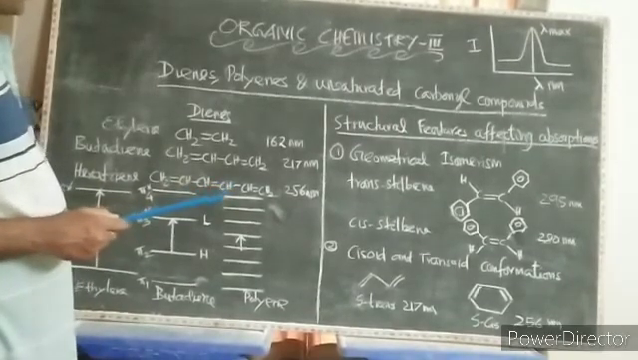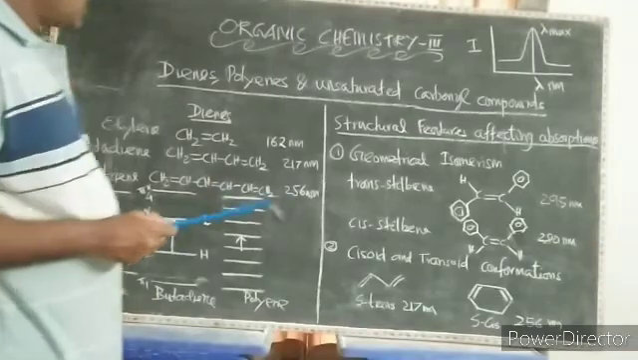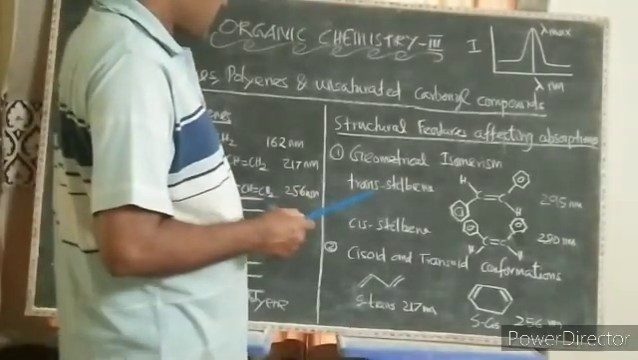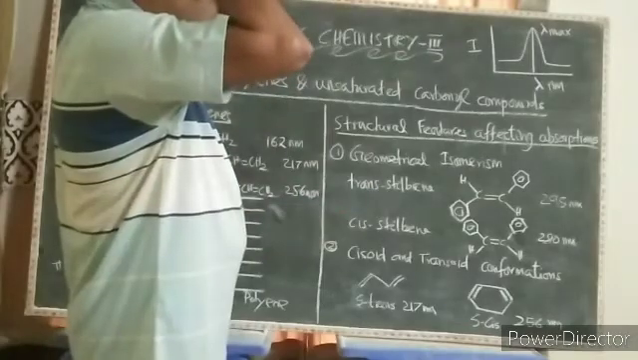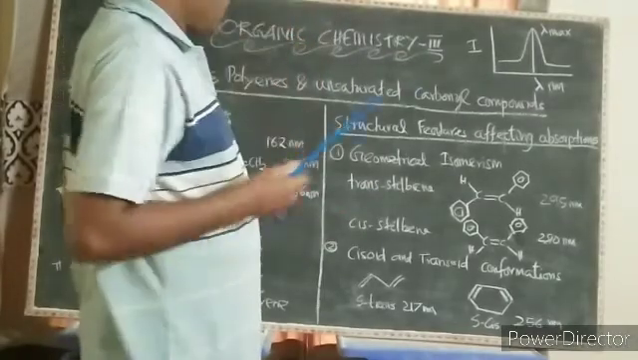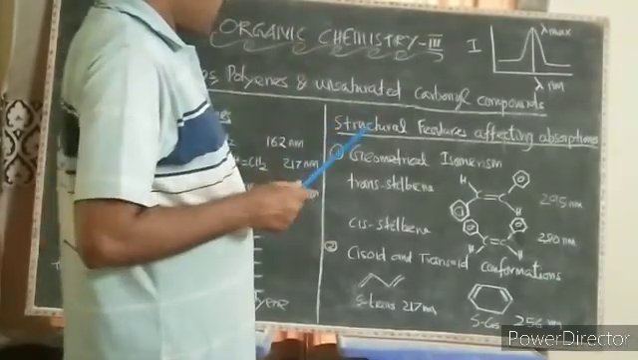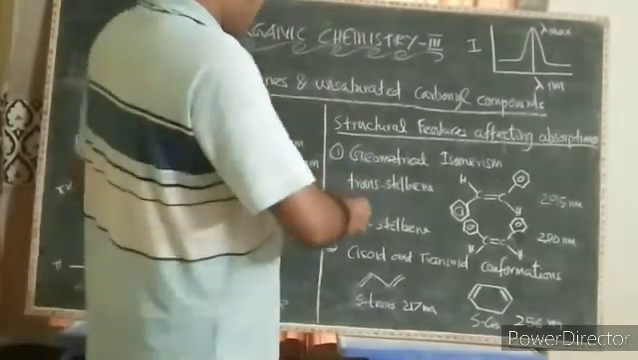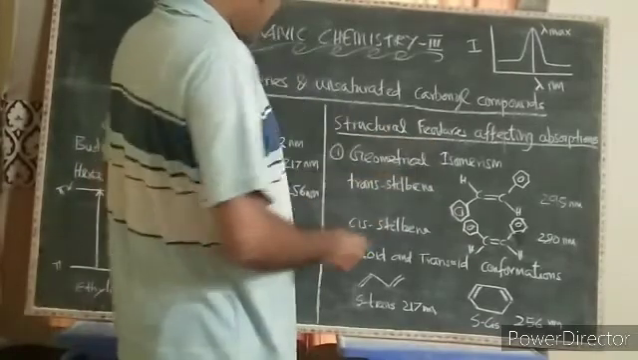Next, structural features affecting absorptions. Not only the addition of pi bonds, but the structural features also affect the absorption bands. The first structural feature is geometrical isomerism.